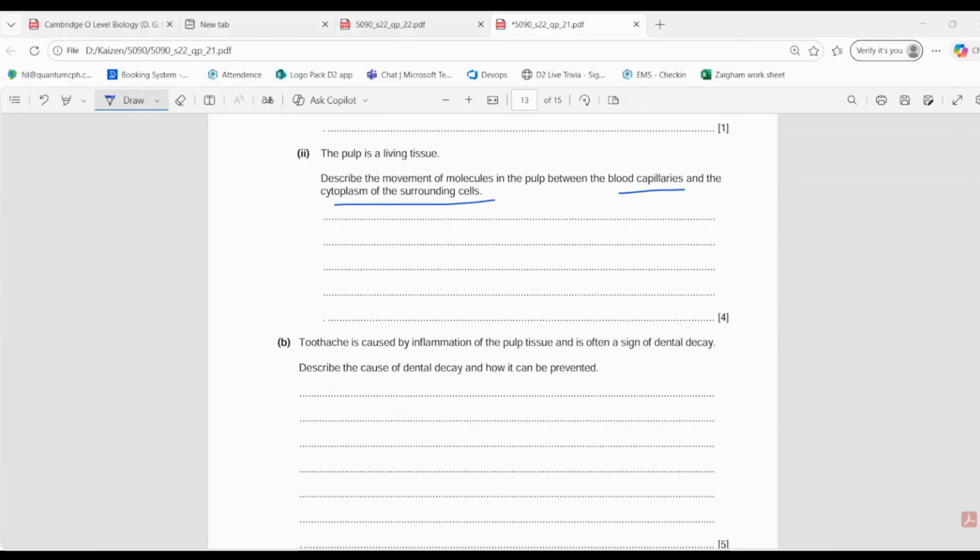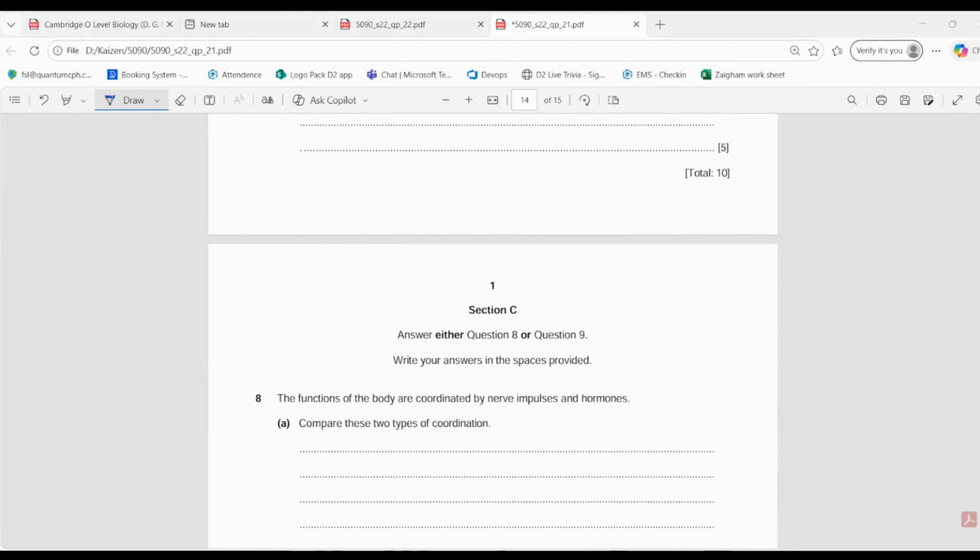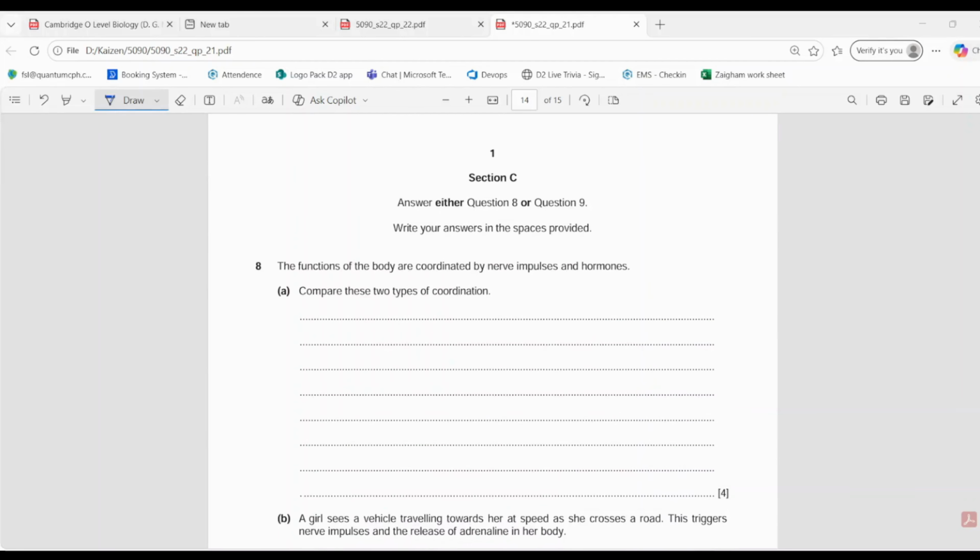Okay, dental decay is not part of our syllabus now, so let's skip this question. Okay, compare the nerve impulse and the hormones, and compare these two coordinations. One is nervous coordination, other is hormonal coordination. Compare these two.